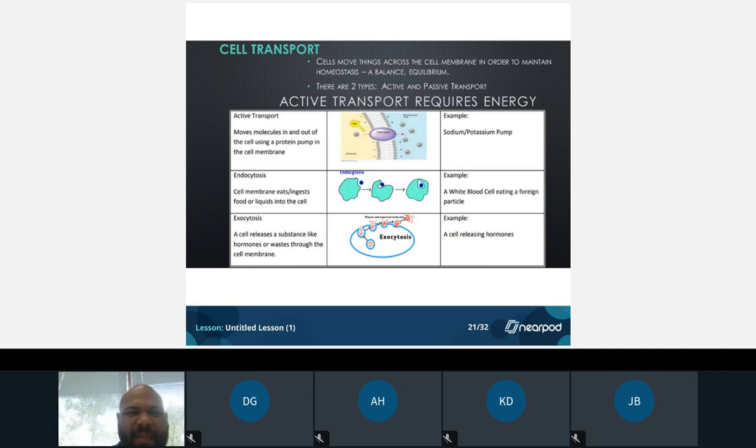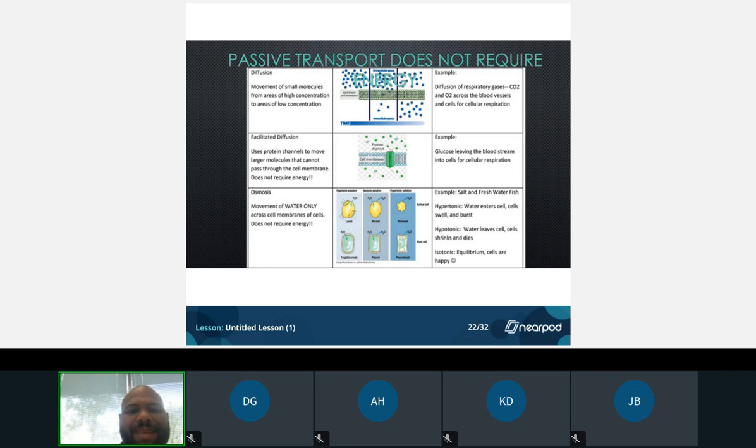As we see, cells move things in and out of the cell. If it needs energy, we call that active transport. Active transport requires energy. Passive transport does not require energy. The common types of passive transport are diffusion, facilitated diffusion, and osmosis. And it describes how things move through that phospholipid bilayer. I encourage you to go back through and watch the videos for active and passive transport.